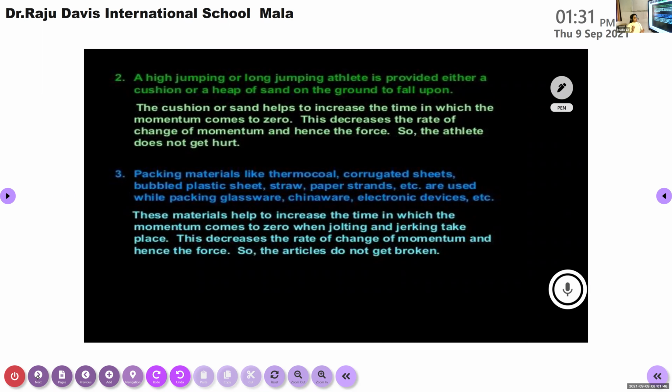If you are providing a cushion or sand, it helps to increase the time in which the momentum comes to zero. The high jumper or long jumping athlete is coming with a large momentum. But whenever we use a cushion or heap of sand, it increases the time, thereby we can reduce the velocity. If the velocity reduces to zero, momentum automatically reduces to zero. This decreases the rate of change of momentum and hence the force. So we can avoid the injuries during long jump or high jump.